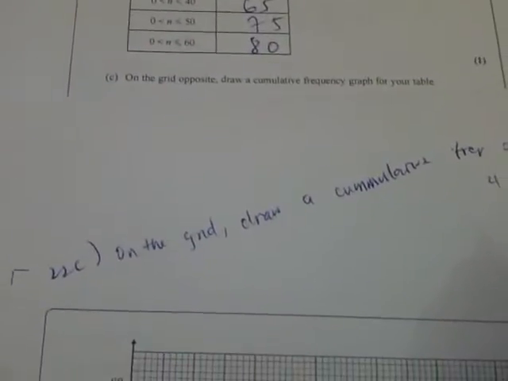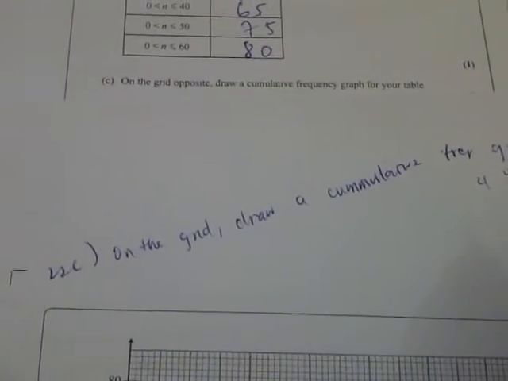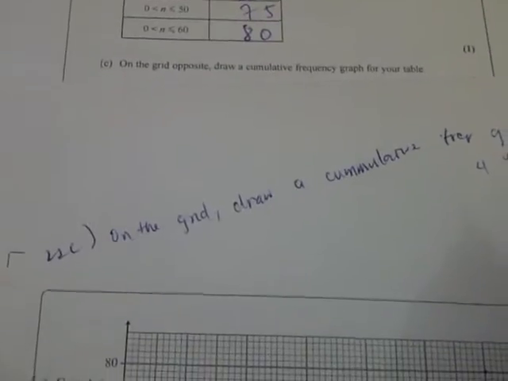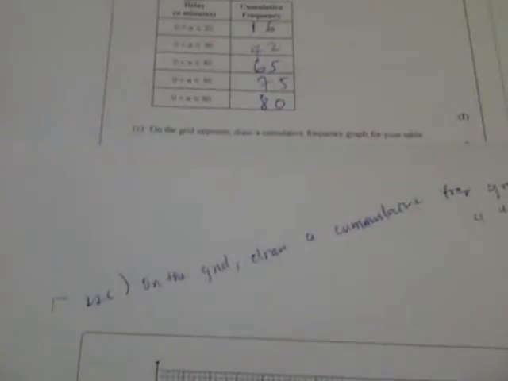Question number 22c. On the grid opposite, draw a cumulative frequency graph for your table. Okay, this is the grid. So for the table we already completed, we use the upper class boundaries and the cumulative frequency: upper class boundary on the x-axis and cumulative frequency on the y-axis.